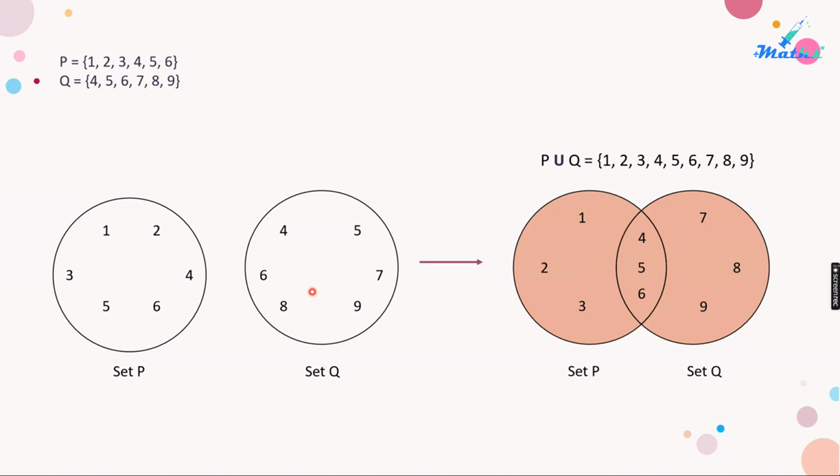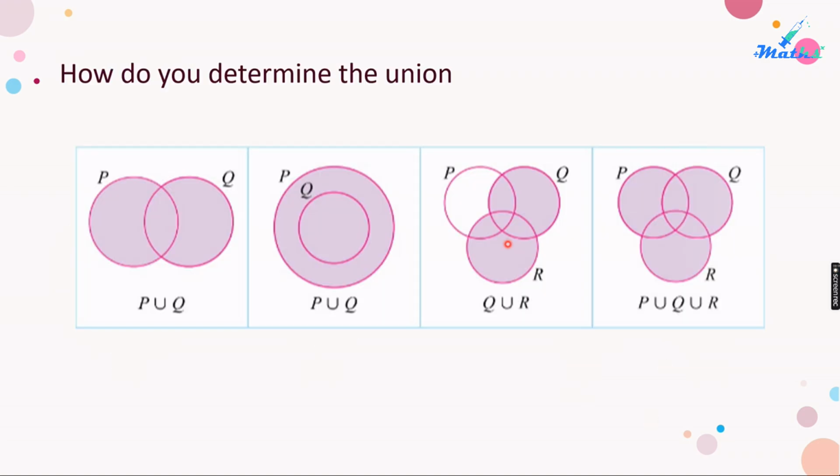That means we want all the elements of set P and set Q. And we draw like this. P U Q equals bracket 1, 2, 3, 4, 5, 6, 7, 8 and 9. Because these two sets both have 4, 5 and 6, we write 4, 5 and 6 in the middle, and this is the intersection. Because it's P U Q, we shade all the elements of set P and set Q.